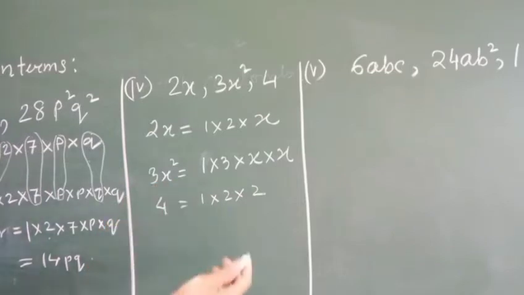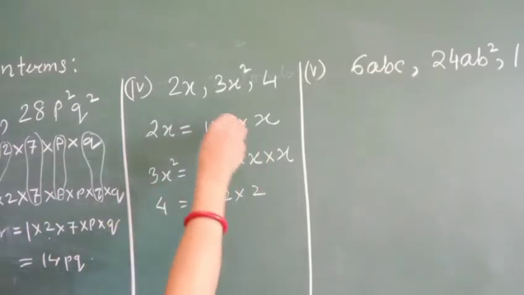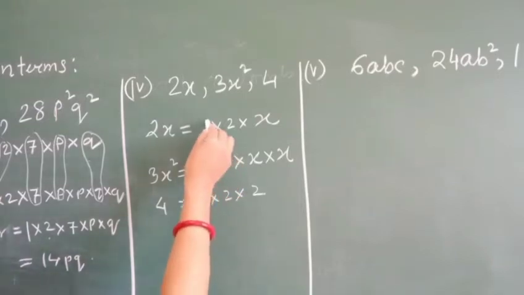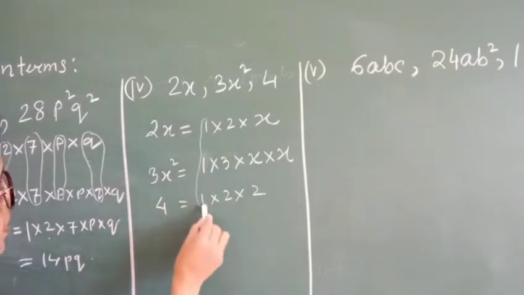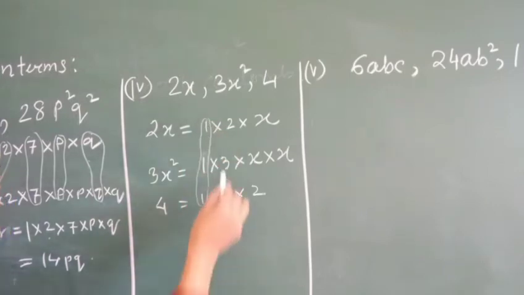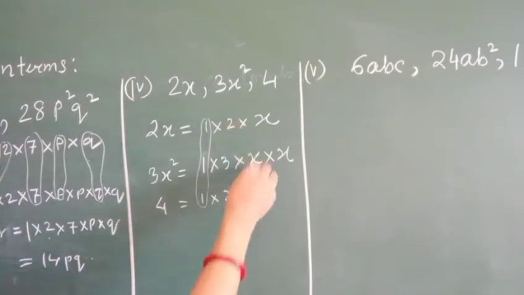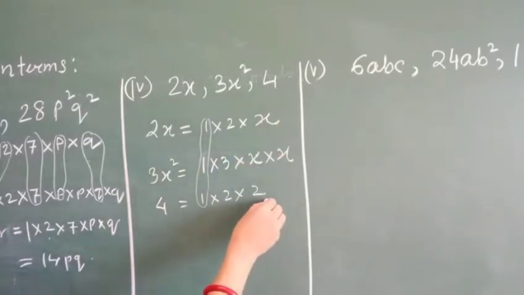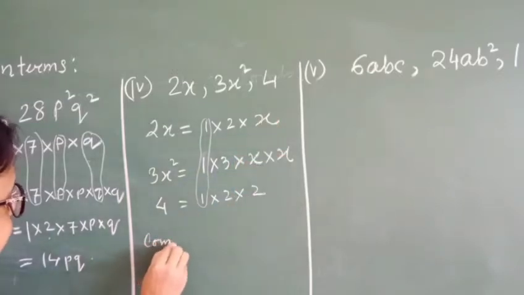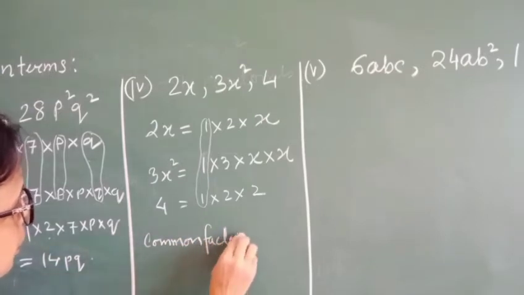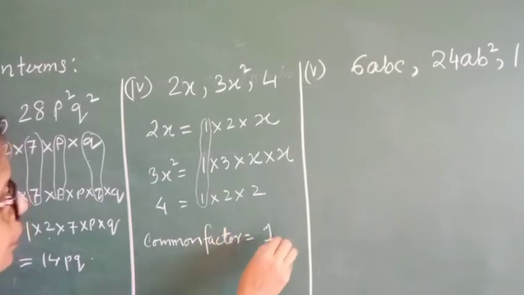So what are the common factors which we can see in all the terms? See, 1 is here, only 1 is the common factor. 2 is here and here, but not in all the terms. x is here and here, but not here. So the common factor here is only 1.